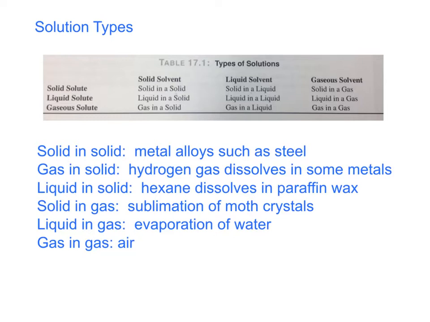Next would be a liquid in a gas. Think water evaporated into the gas phase. And of course, a gas can dissolve in a gas really easily. Air is a mixture of a number of different gases, and I guess you'd say that nitrogen's the solvent because that's 70-some percent of the air.